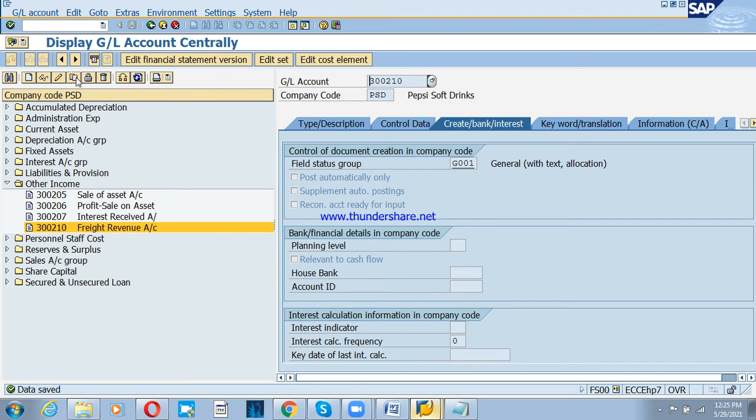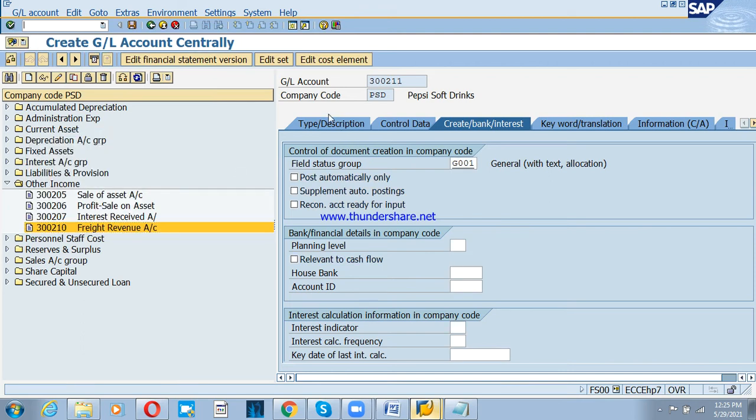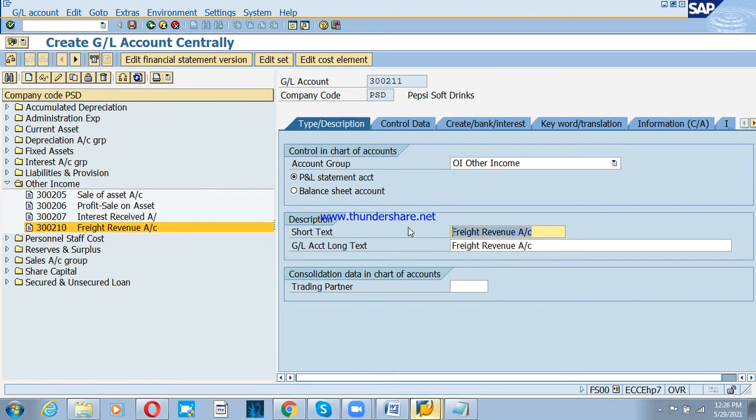Okay, I'll copy that one. So copy to 11, and sales rebate.